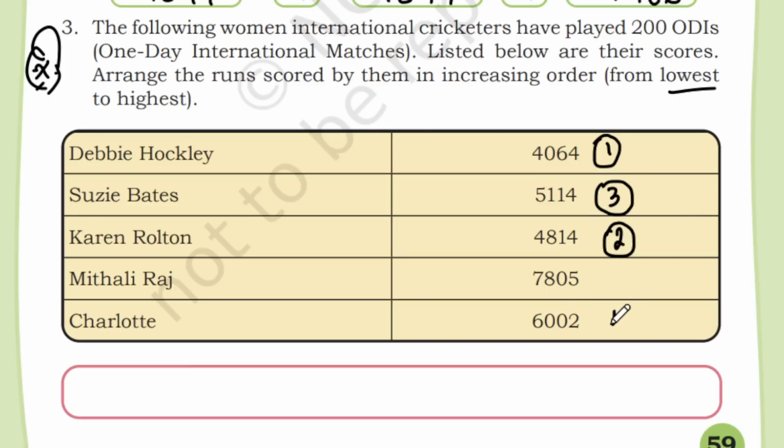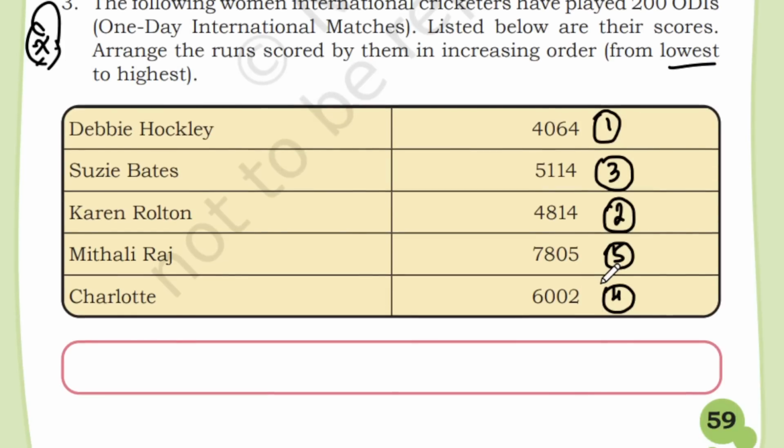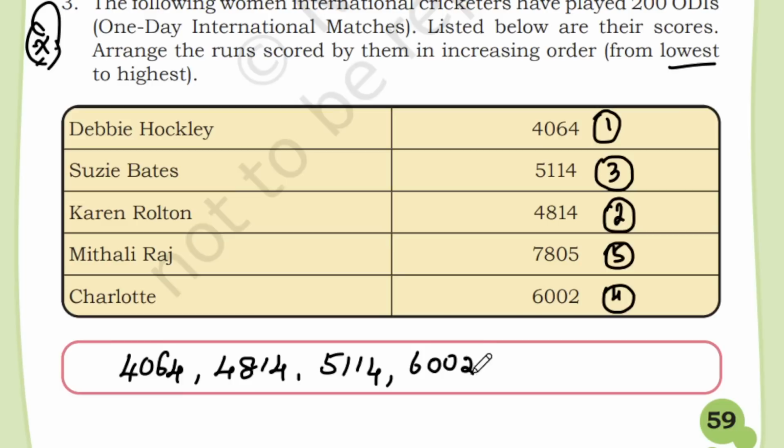Next we have 6,000, 4th place. And 7,000 is the 5th place. Okay. And here you can write it. The first one is 4064. Second one we have 4814. Next you have 5114. Next you have 6002. Next 7805.